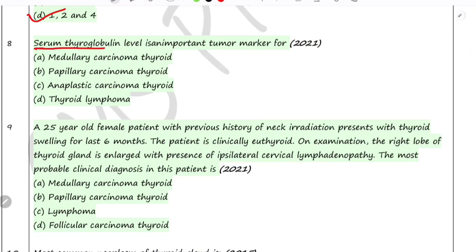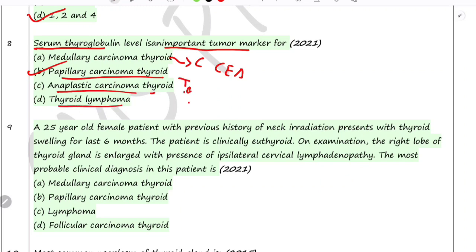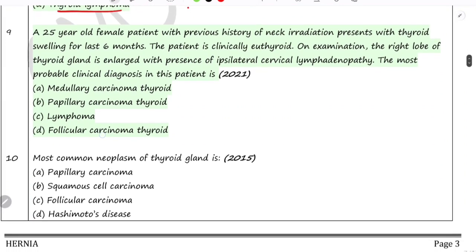Question number 8. Serum thyroglobulin is an important tumor marker for. So, in medullary carcinoma thyroid, the tumor marker is calcitonin or CEA. In papillary carcinoma thyroid, it is thyroglobulin. Anaplastic carcinoma of thyroid does not produce thyroglobulin, and lymphoma of the thyroid is not associated with thyroglobulin production, as it arises from lymphoid tissue, not thyroid tissue. So the correct option is papillary carcinoma of thyroid.